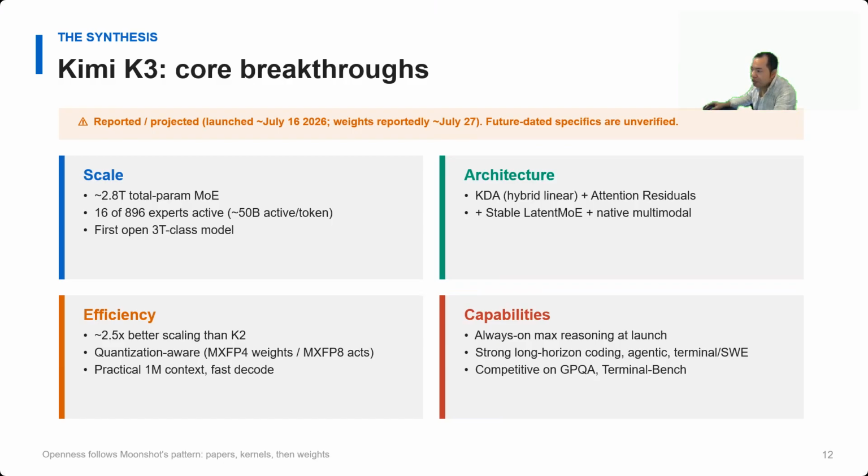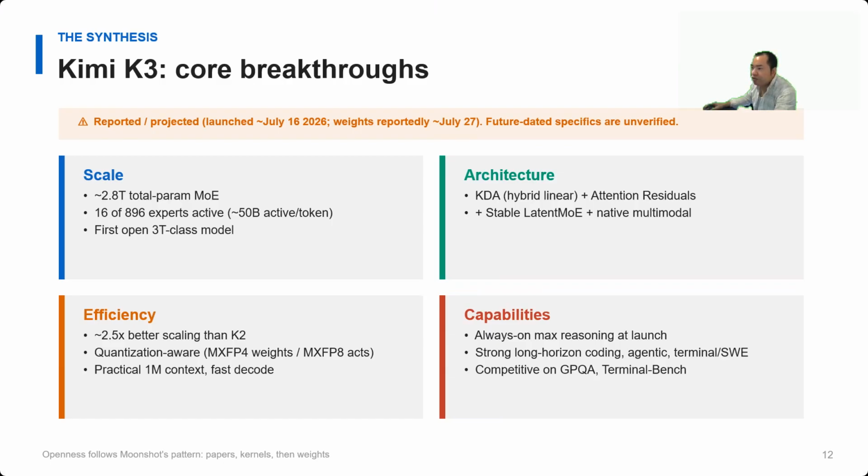Number three is the efficiency: about 2.5 times better scaling than the K2 generation, and it's quantization-aware from supervised fine-tuning onward, using MXFP4 weights and MX floating-point activations, which is what makes a practical 1 million context with faster decoding realistic.